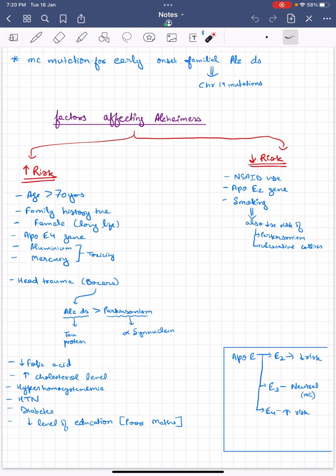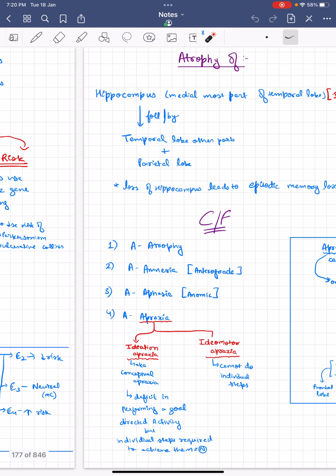There are other things that can increase the risk of Alzheimer's: decreased folic acid, which is vitamin B9, I remember, increased cholesterol levels, hypercholesterolemia, hypertension, diabetes. A lot of what my father has: hypertension, diabetes, increased cholesterol level. Yeah, I can remember it like that. What is the best way to remember anything? Decreased level of education. All right.